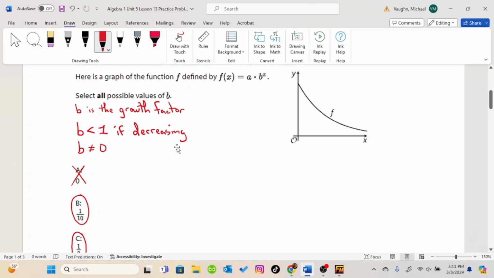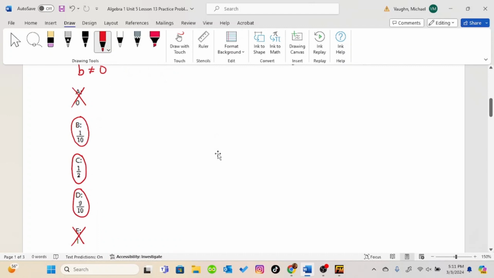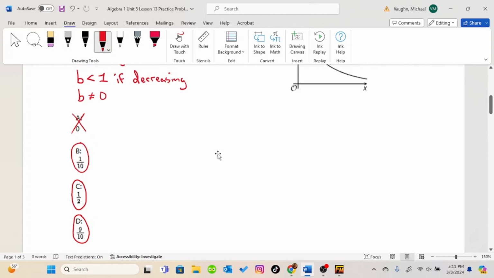So the correct choices on this one are B, C, and D because they are all greater than 0 but less than 1.